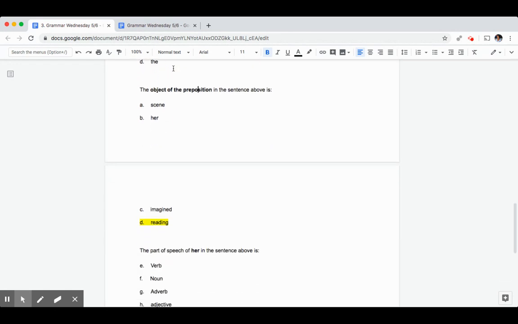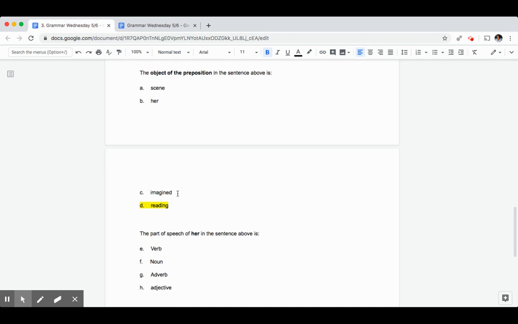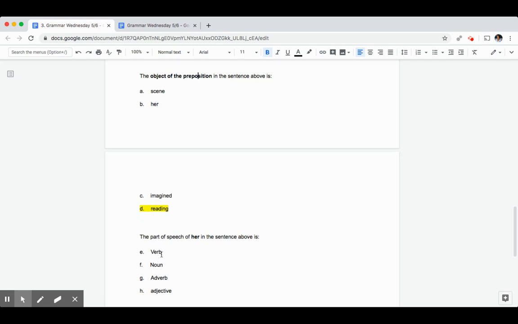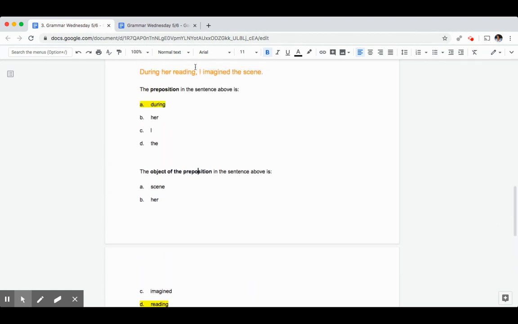Last, we need to determine the part of speech of her in the sentence above. So we can use the same strategy of taking a look at the answer choices and determining which one matches the way that her is being used. First, let's talk about verbs. You know that the verb is what is being done. So let's look back at the sentence. Is her being used as a verb in this sentence?